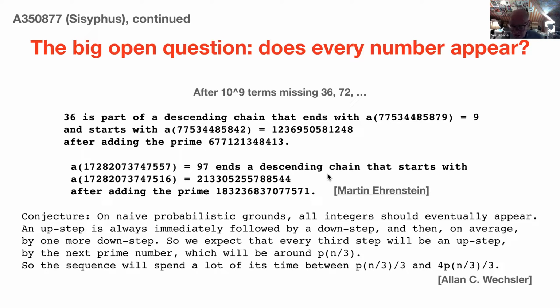And Alan Wexler made a very nice conjecture and analysis. He says, look at what happens. Really, you expect every number to appear, because whenever you have an odd number and you add a prime to it, that's an even number. So an up step is always immediately followed by a down step, and then it may or may not be an even number. So you may or may not divide by 2 repeatedly. So on the average, you would expect one more down step. So we expect that every third step will be an up step by the next prime, which will be around the n over third prime. So the sequence will spend a lot of time between prime of n over 3 and 4 times it. And so we expect every number to appear eventually.